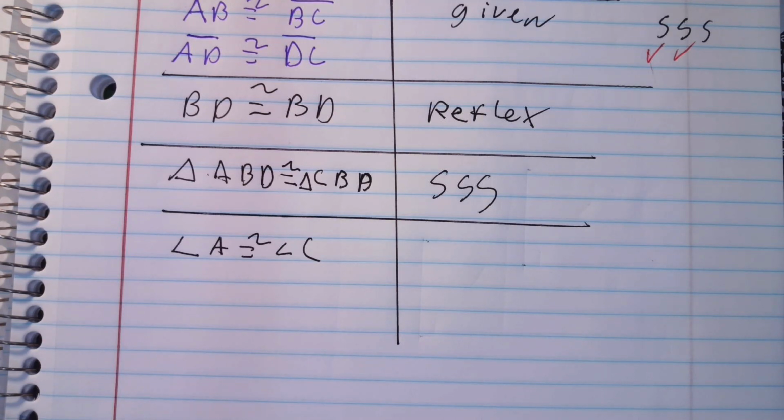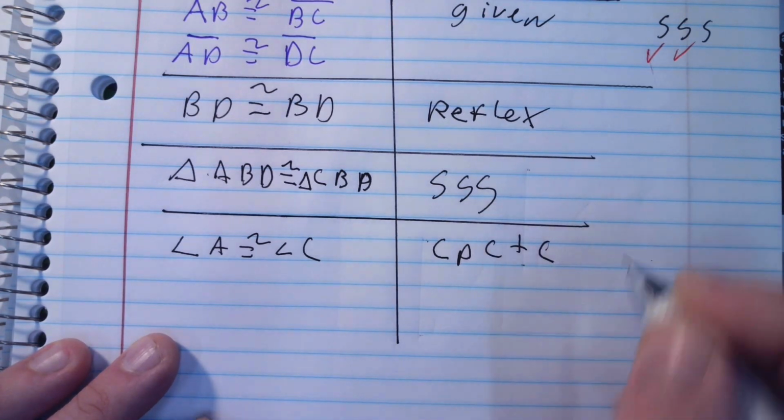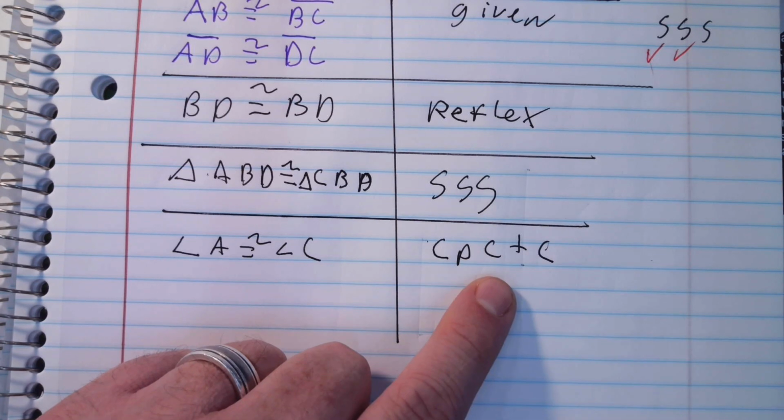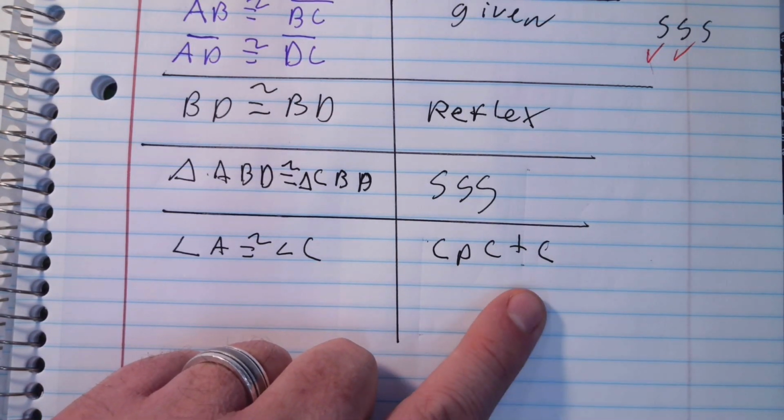Yeah, what? It's not side angle side. That proves the triangles congruent. And it's not in your book, it's only in your notes. Yeah, what? Yeah, corresponding parts of congruent triangles are congruent.